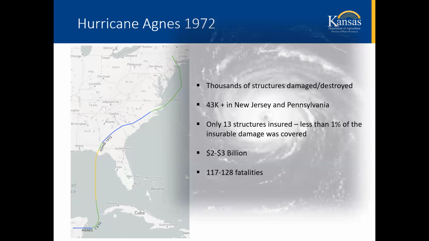And so following all of that and the establishment of the program, we had Hurricane Agnes in 1972. And this was a large hurricane that destroyed thousands of structures and caused a lot of damage, over 43,000 structures in New Jersey and Pennsylvania. And if you look at the track, it did make landfall twice. And so in all of that destruction, only 13 of those structures were insured. So less than 1% of the damage was covered. And this was a $2 to $3 billion in damages accumulatively and over 100 fatalities.